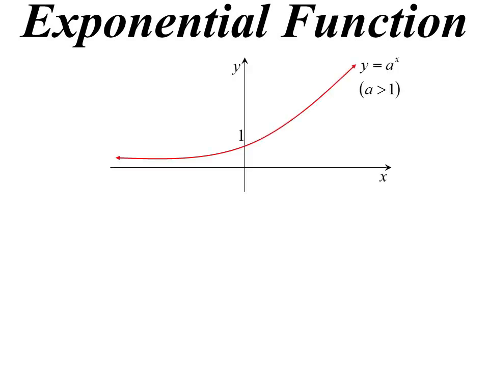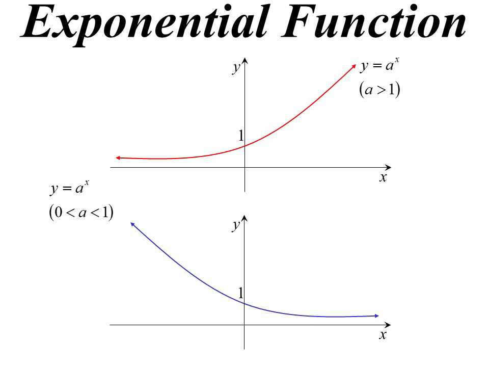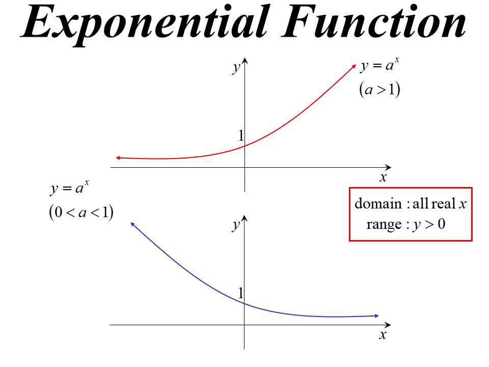Exponential function. There's our basic exponential curve there, a to the power of x. That is, of course, when the base is bigger than 1. We get that shape. When the base is in between 0 and 1, then it flips. It goes the other way. The domain, or real x, there is no break in it. The range, though, is y is greater than 0.